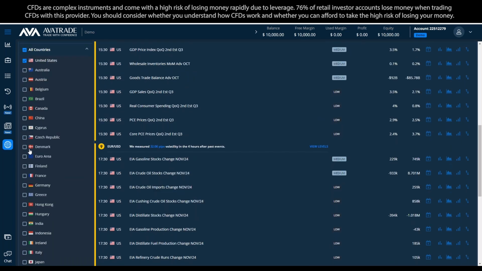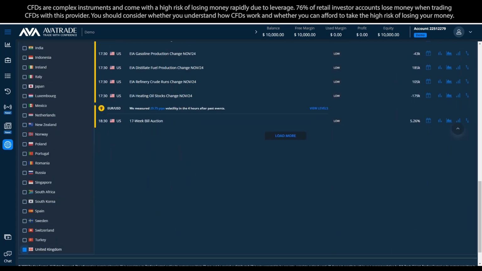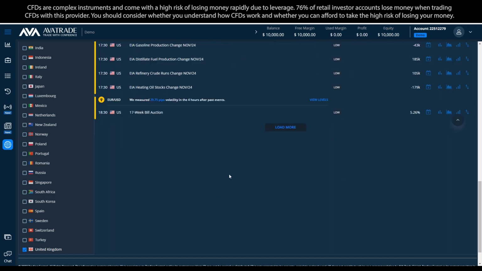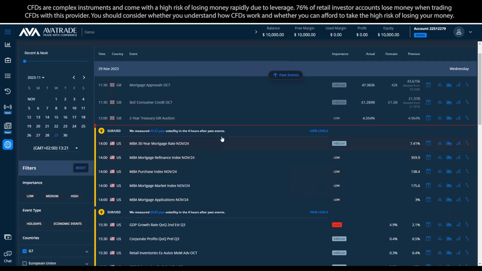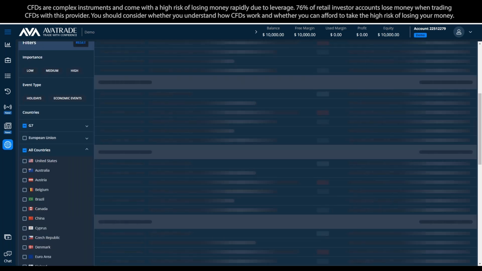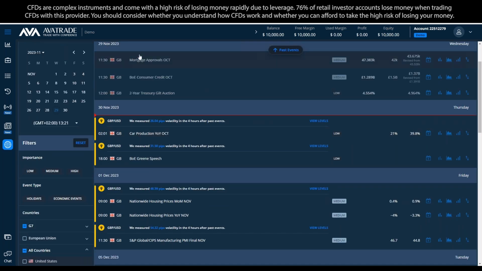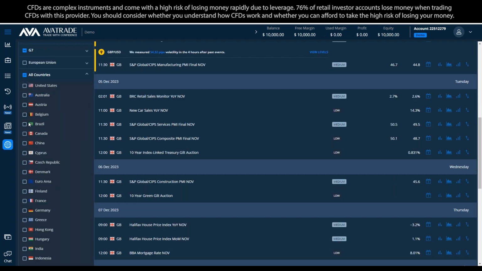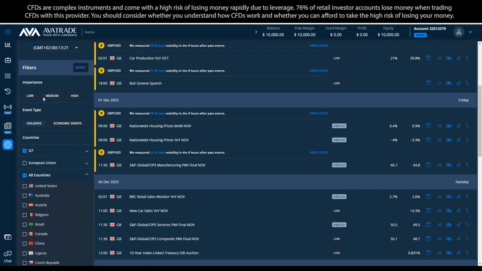Okay, we can categorize them by the flags here. So US is marked, but if I click on UK, I'll have it added to the list over here. And if I exclude US, I'm going to have only the pound. Okay, that can happen with any other country down here.